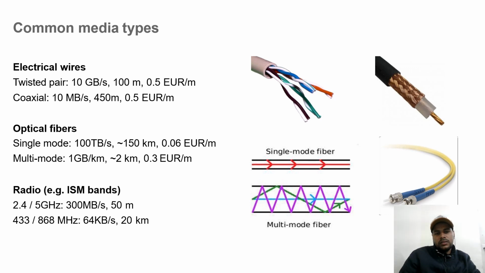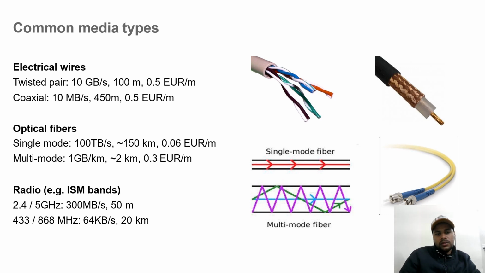Now the optical fibers. Optical fibers are of two types, single mode and multi mode. In single mode, the signal tends to go in one direction, and in multi mode, there are many waves sending data at the same time. It is called multi mode fiber. Single mode fiber has a data rate of 100 TB per second, and a multi mode optical fiber has 1 GB per kilometer data rate.